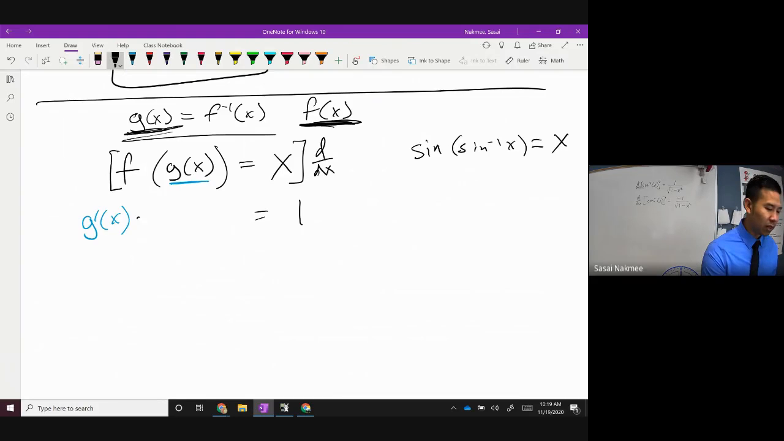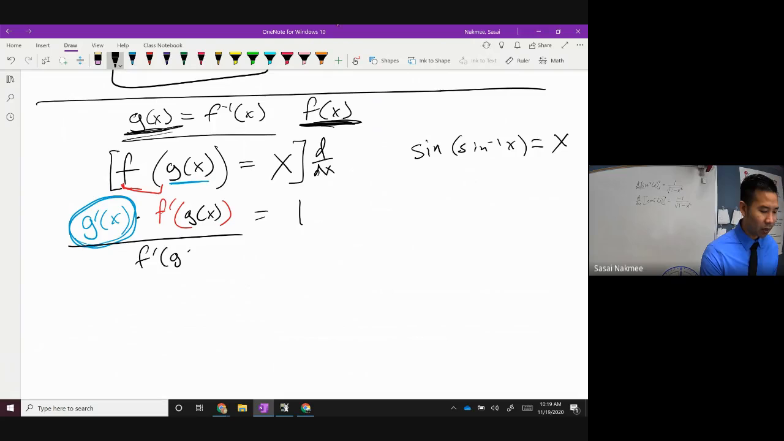That is multiplied with the derivative of the outside function. Well, what's the outside function? The outside function is f of some stuff. What's the derivative of f? It's just f prime of some stuff. But what's that stuff in there? That stuff is g of x. Remember, our ultimate goal was to find the derivative of the inverse function. So I can take this and divide by this f prime of some stuff, dividing it on both sides.